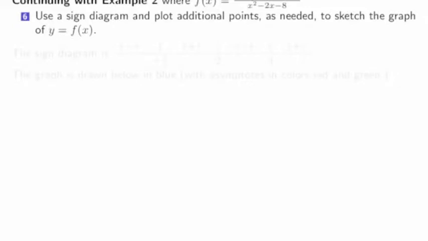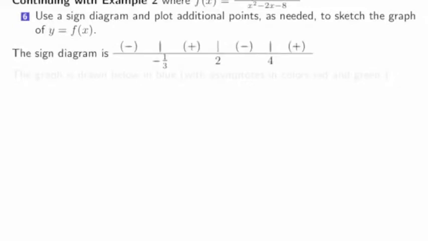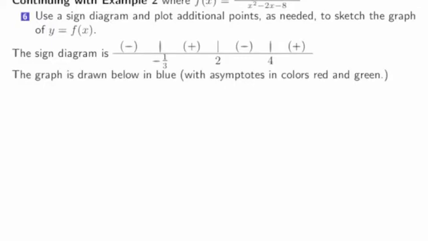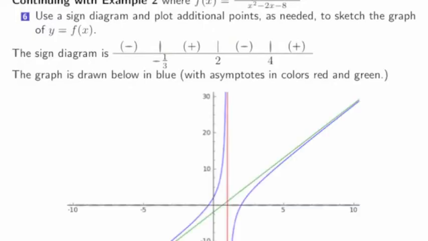The sign diagram looks like this, directed by the zeros and vertical asymptotes. And so putting it all together, the graph looks like this. The slant asymptote is this green line. The vertical asymptote is the red line. And if I carefully graph my function, I'll see that it has the graph given in blue that approaches these lines in various regions of the plane.